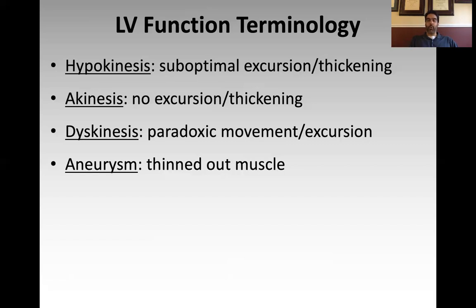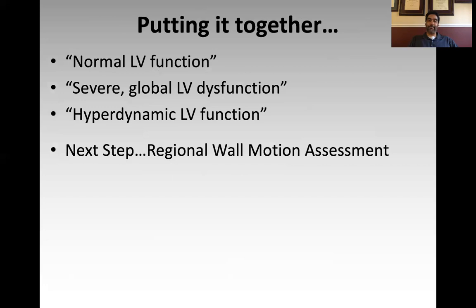These terms become more and more important when you start looking at regional wall motion abnormalities. But when you're doing a global qualitative assessment, you should say things like the LV function is normal, or there's severe global LV dysfunction, or there is a hyperdynamic LV. That's how you should report your LV function. I do not want to hear the EF looks good. I'll make you say it again. Okay, so that's again your global assessment.